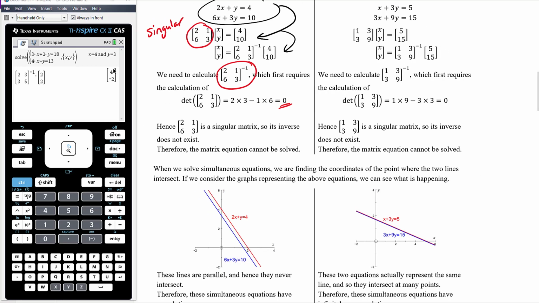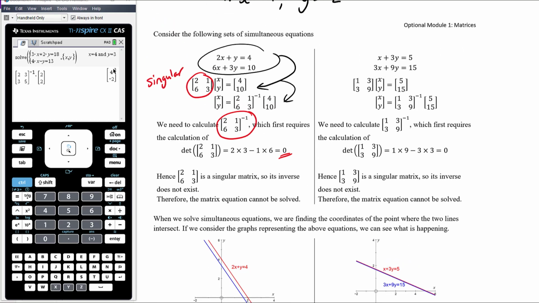In the second example over here on the right hand side, we've got our simultaneous equations. We can convert them to a matrix equation in this way. We're going to need to pre-multiply by the inverse of that to solve it. So we're going to have inverse of that times 5, 15. And again, in order to work this out, we're going to need to find the inverse of 1, 3, 3, 9. And when we do that, again, we find that the determinant is 0. And so therefore the coefficient matrix is a singular matrix.